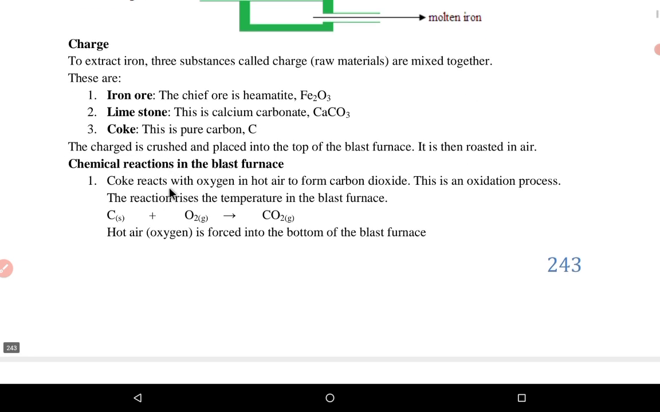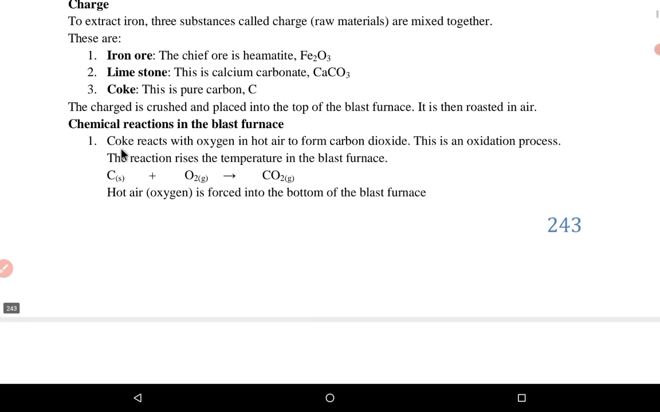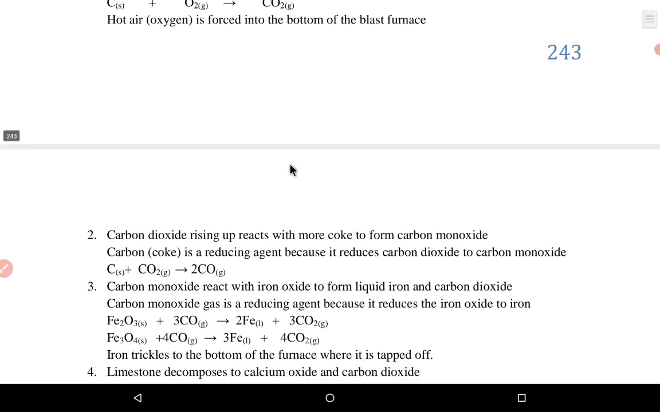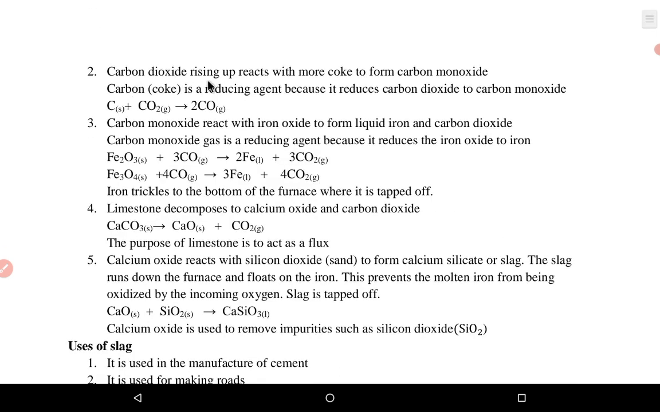That's why coke reacts with the oxygen in hot air to form carbon dioxide. The reaction is called oxidation. I've already demonstrated this. So hot air and oxygen is forced into the bottom of the blast furnace, and this is the first reaction taking place. Then carbon dioxide rising up reacts with more coke to give to us carbon monoxide. This carbon monoxide now is our reducing agent, which should reduce iron 3 oxide to this.